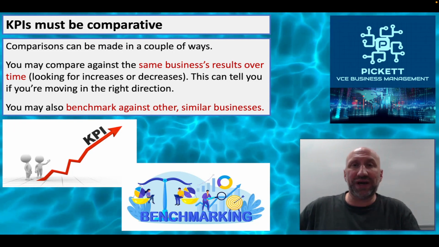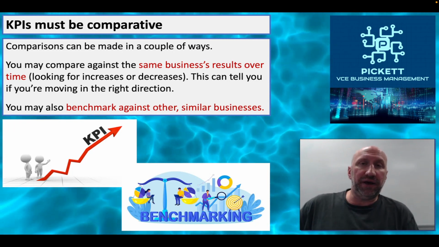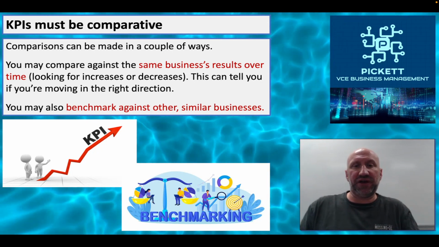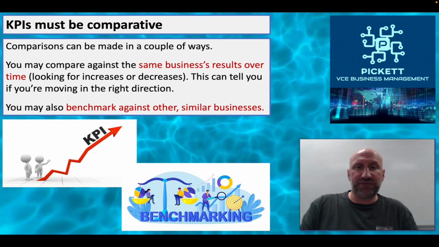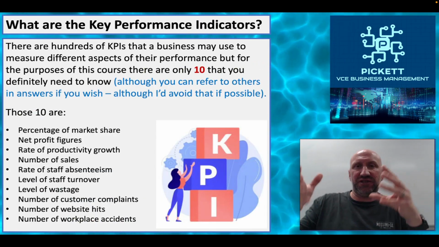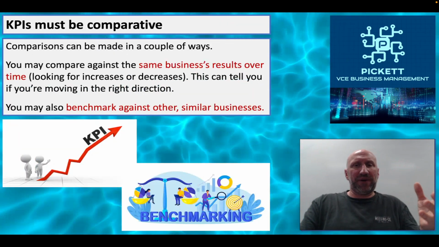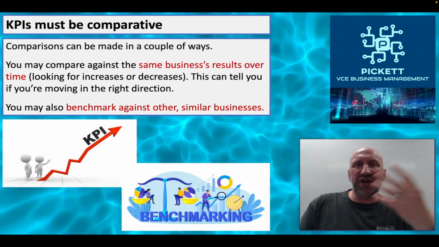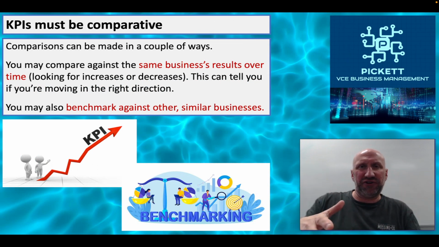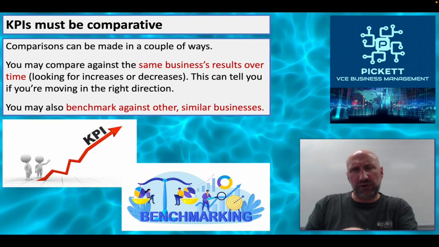The second way in which KPIs can be comparative is benchmarking against other similar businesses. Okay, what is normal for my type of business? So, for example, if you're running a fast food business, a lot of your KPIs are going to be very different to, say, a law firm. I think we've got an example of that a bit later.